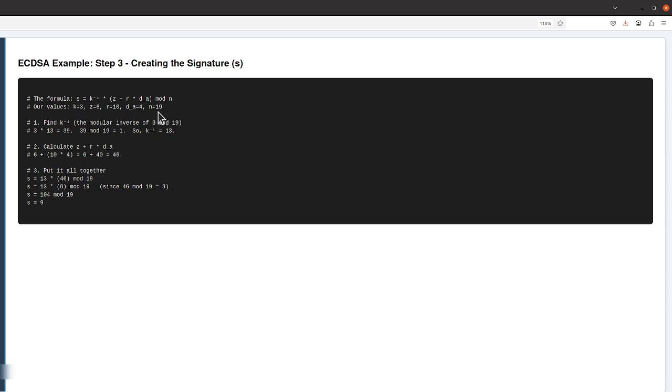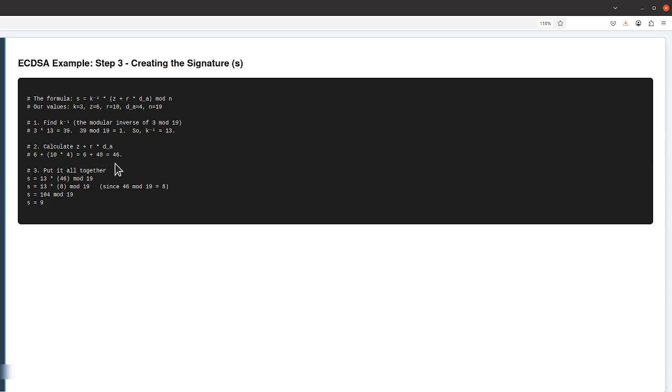First, we need the modular inverse of k, which is 3 inverse modulo 19. A little trial and error shows that 3 times 13 equals 39, and 39 modulo 19 equals 1. So, k inverse equals 13. Now we calculate the part in the parentheses. 6 plus 10 times 4 equals 46. 46 modulo 19 equals 8.